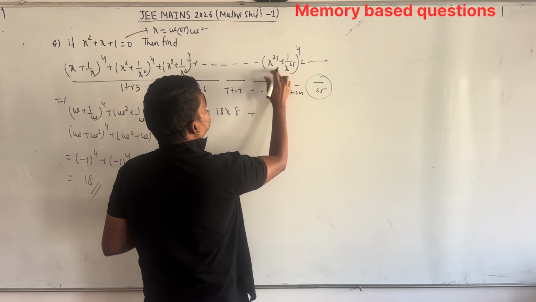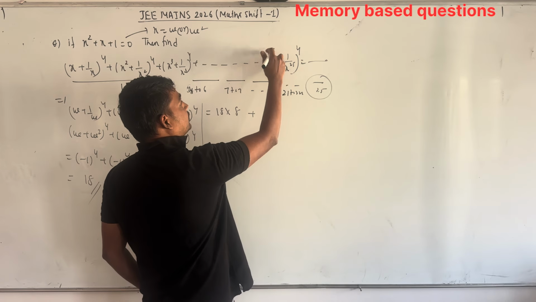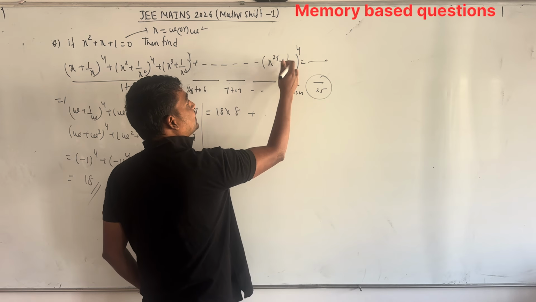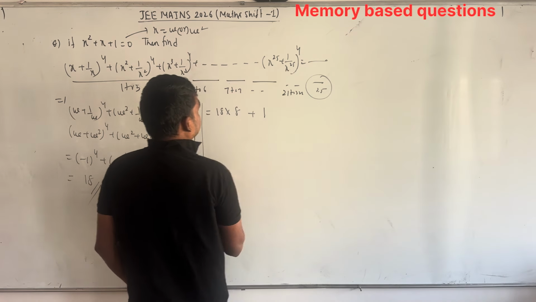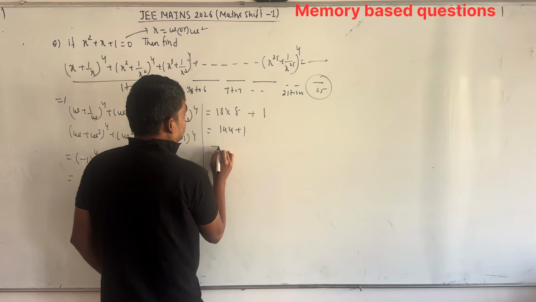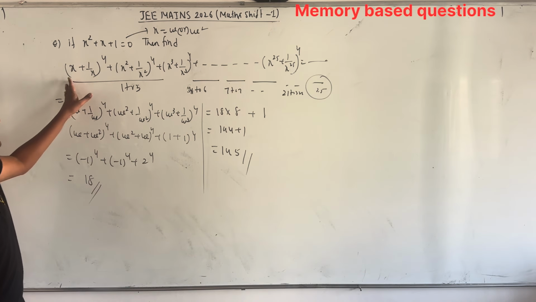So what is this last one? Omega to the power 25 is omega to the power 24 into omega, and omega to the power 24 is 1, because omega cubed is 1. So omega plus 1 by omega again, minus 1 to the power 4, we get 1. So 18 times 8, how much? We have 144 plus 1. What is the value of this answer? 145 is the answer. That's how we can easily solve this, because this will repeat.